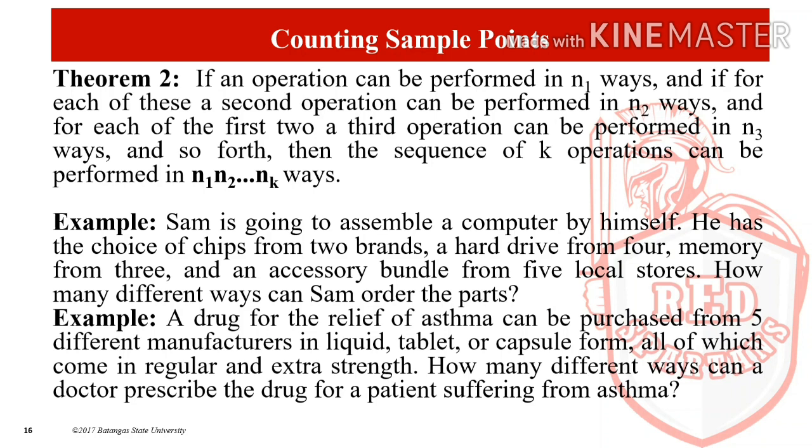So, n sub 1 natin, meron tayong 5 manufacturing. N sub 2, meron siyang tatlong form, yung liquid, tablet, and capsule. And n sub 3 natin ay meron tayong dalawang type, the regular and the extra strength. So, yung solution natin, n sub 1 times n sub 2 times n sub 3 or 5 times 3 times 2 equal to 30 different ways. So, yun yung ating answer.